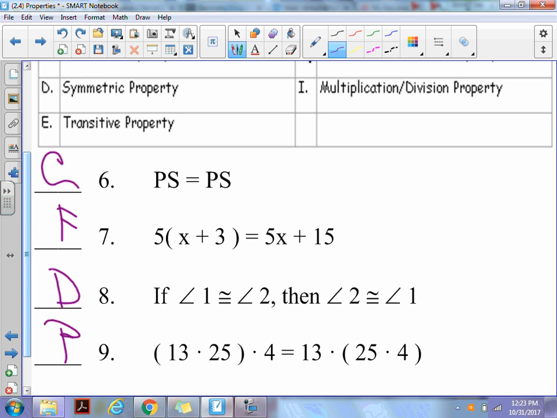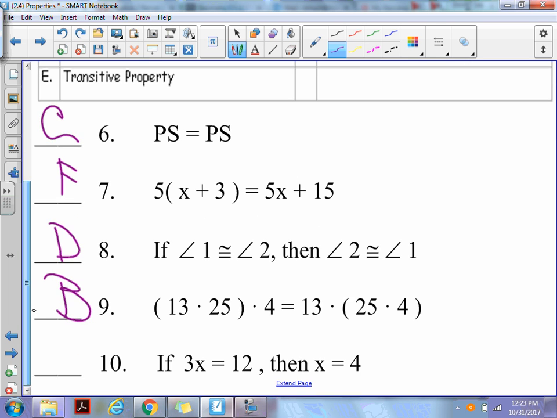How about 9? Which property is it? Associative. Good. And division. So that's the division property. You have to divide both sides by 3 to get that answer. Questions?